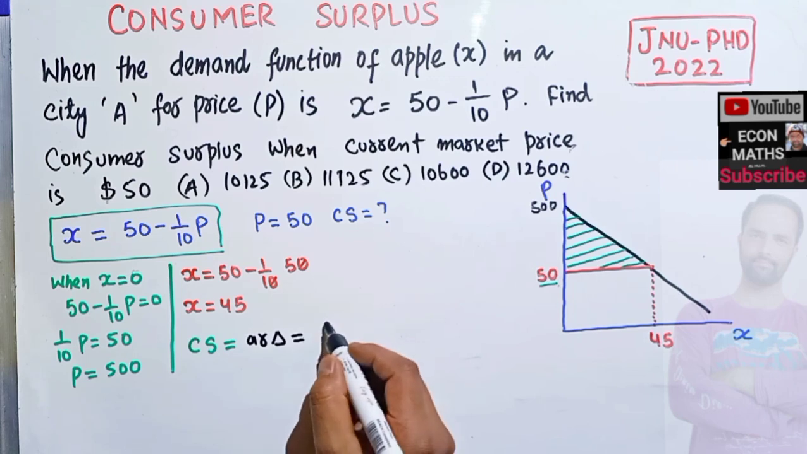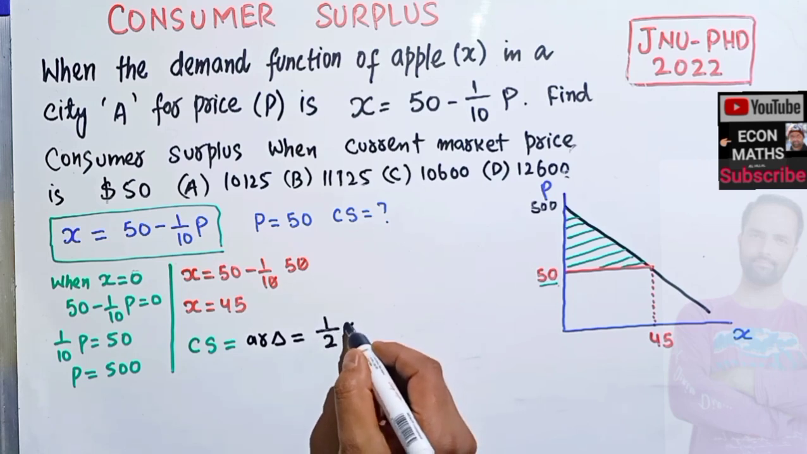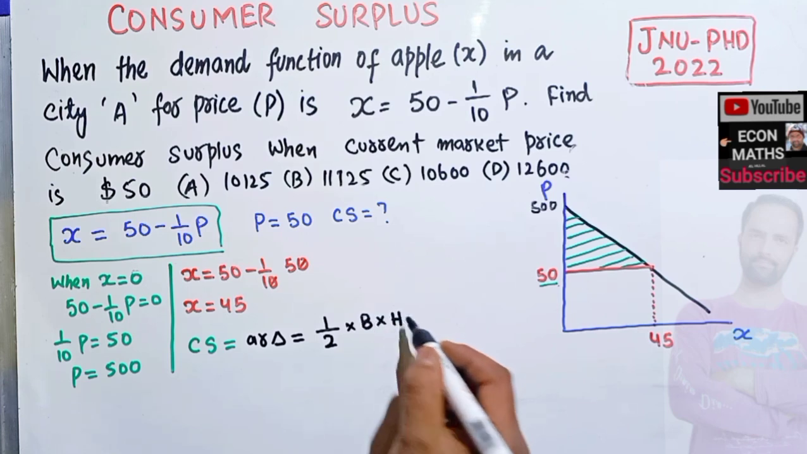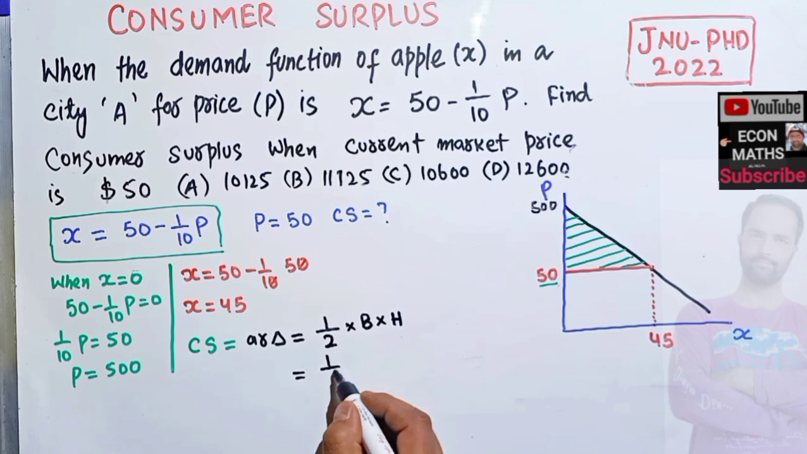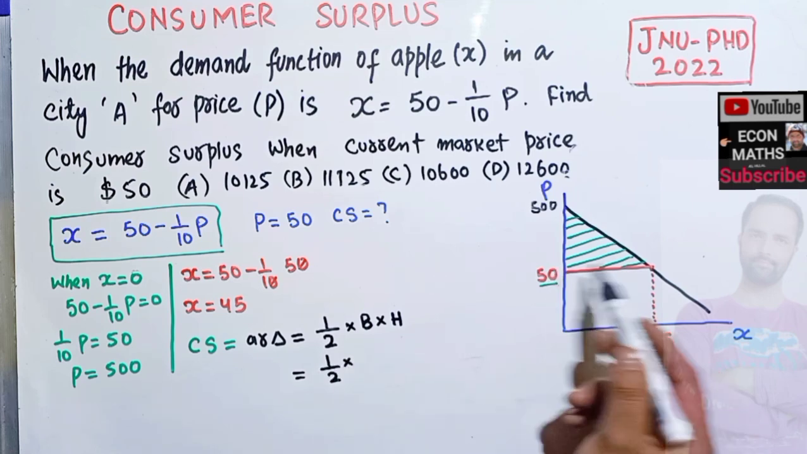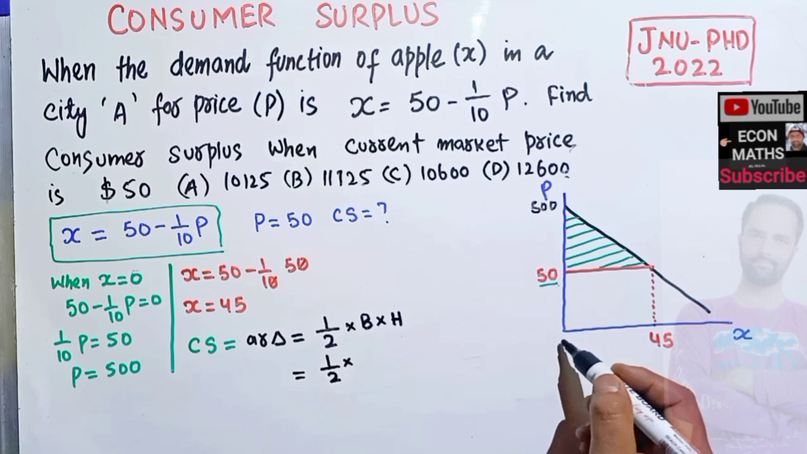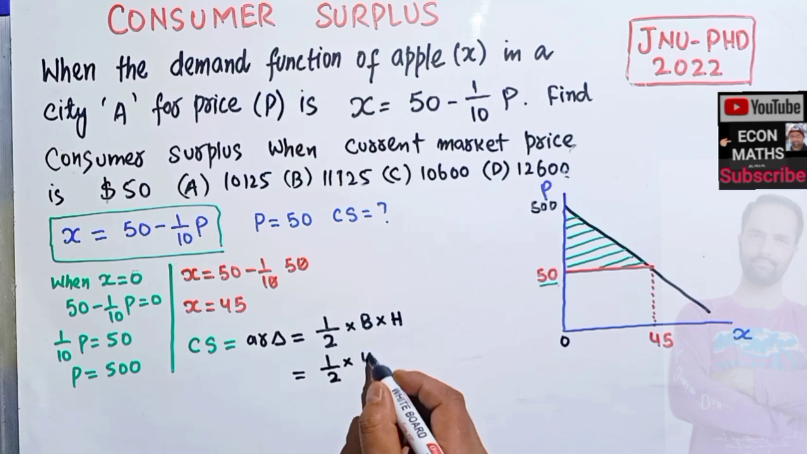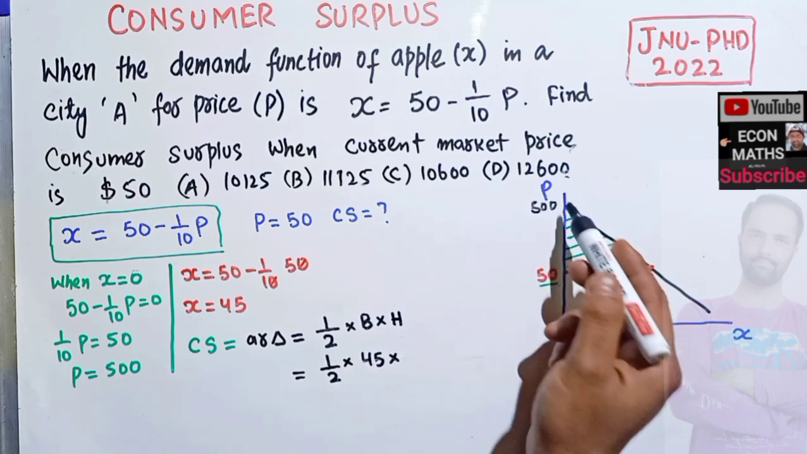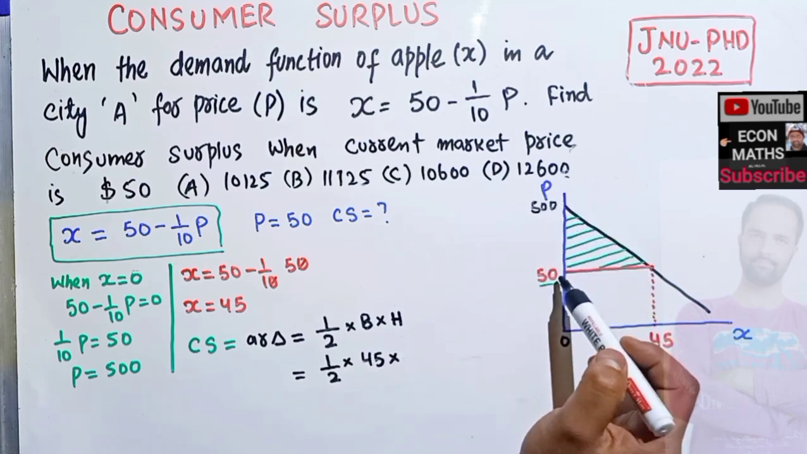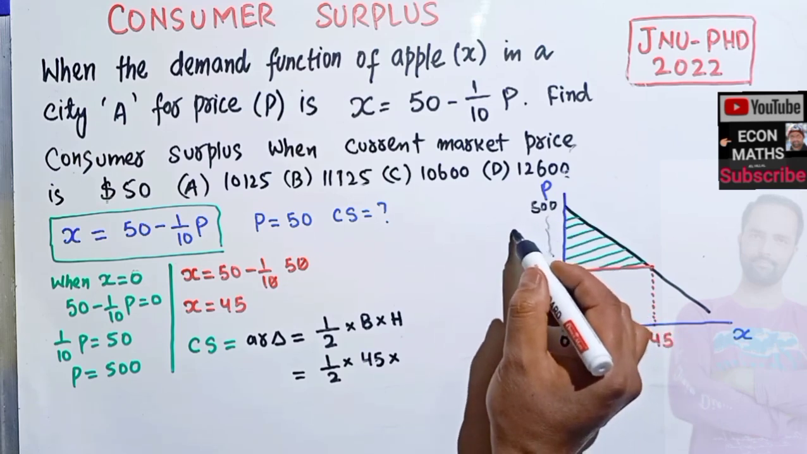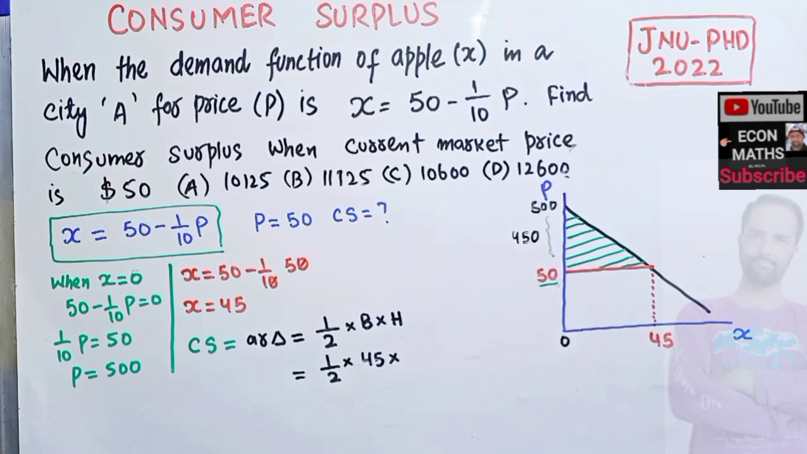We know the area of a triangle is simply 1/2 of base into height. Let me write it. b is base and h denotes the height here. So we have 1/2 of, what is the base of this triangle? That's 45, it is 0 to 45. And what is the height of this triangle? That is simply 500 minus 50, which will come out to be 450. So let's write it here, 450.